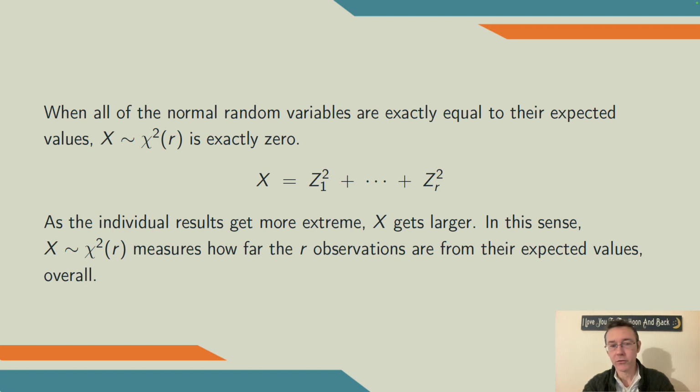Going back to the full expression, x equals z1 squared plus z2 squared, etc., if all of the normal random variables going into that sum are exactly equal to their expected value, then the value of the random variable x is exactly 0. As those normal random variables get further away from their expected values, the random variable x gets larger. So if you have a random variable x with a distribution chi-squared of r, you're getting a measure of how far those r observations are from their expected values overall. And that's the idea that really goes into all of those forms of inference that I mentioned a little while ago that draw on the chi-square distribution.